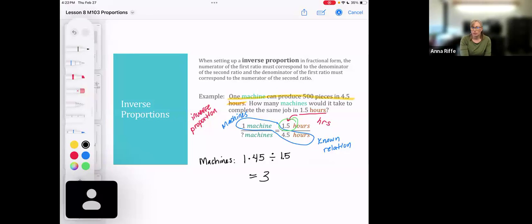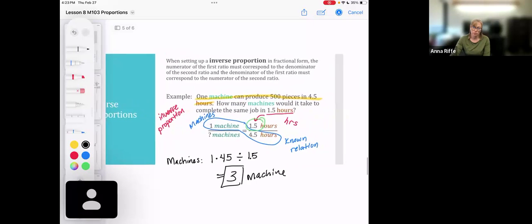And now we can again look at what we have and see if our solution makes sense. We are decreasing the number of hours, so it would make sense that the number of machines would increase for a decreased number of hours for the same job. We got a bigger number than 1. So this is probably correct. 3 machines is what it will take to do the same job in 1.5 hours. Okay, questions on that?